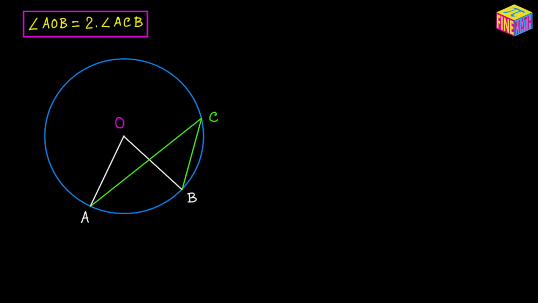First, let me give a name to the point of intersection of AC and OB. Let's call it point D. Next, I'm going to join O and C because we're going to need that to do the proof. So let's join the point C with the center. Now if we look at the triangle OAC, we can clearly see that OA will be equal to OC and they will be equal to the radius of this circle. That means that triangle is an isosceles triangle.